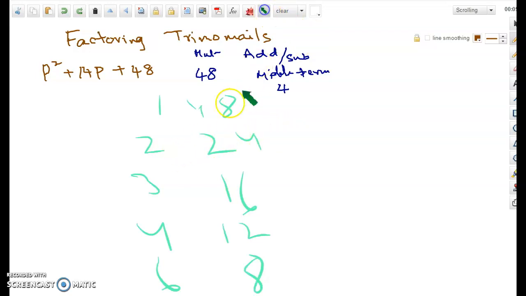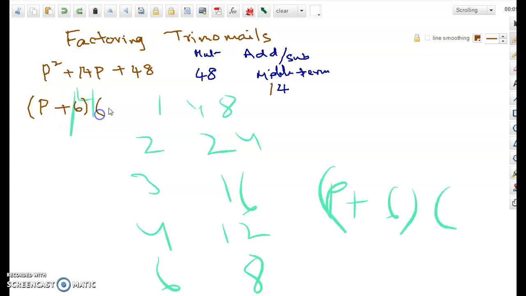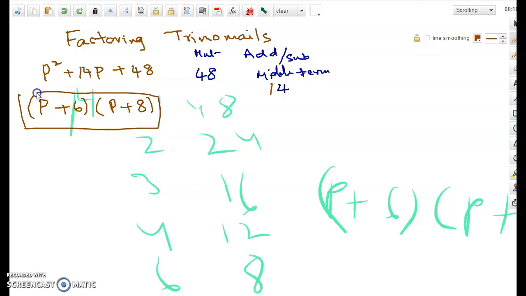But again, out of these, when I add them, I need to get a 14. Sorry, that's a 14. How we can get it is probably we can use a 6 and 8, because when you add these two, you get 14, but when you multiply it, you get 48. So you can write your factors now: p plus 6, and then p plus 8. So those are the factors.